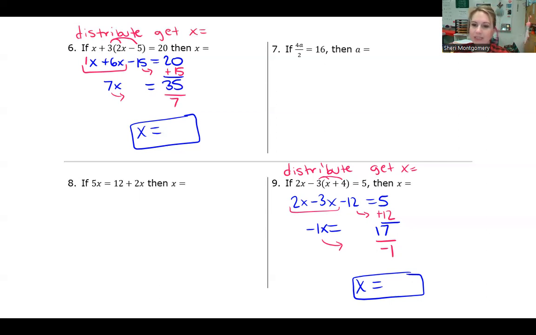Let's go back up to question number 7. Question number 7, we need to get rid of the fraction. To get rid of the fraction, we are dividing by 2, so we need to come over here and then multiply by 2. What's 16 times 2? We just have one last step. We are multiplying by 4, so we need to divide by 4. What's 32 divided by 4? Very good.